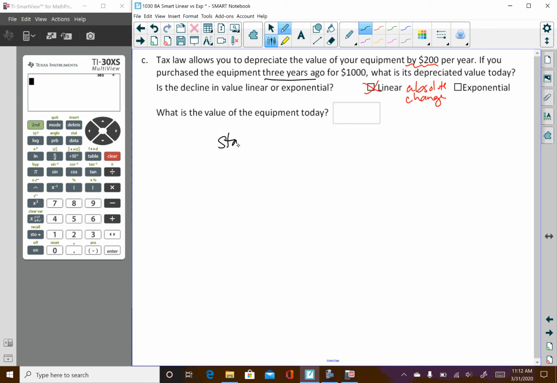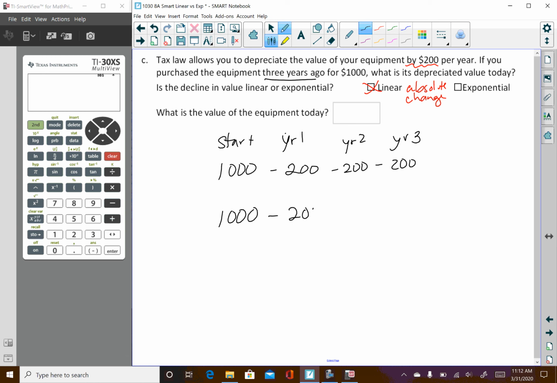So the starting amount is $1,000 and it's decreasing by $200 per year. Let's see, I want to write year 1 up there. So minus 200 for the first year, minus 200 for the second year, minus 200 for the third year. Or you could think of it as $1,000 minus $200 times by 3 years. Either way you think about it, you get that the equipment is now worth $400.